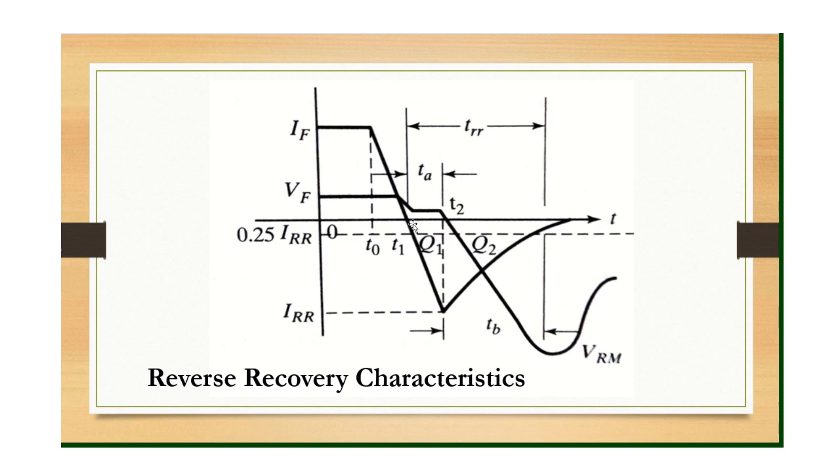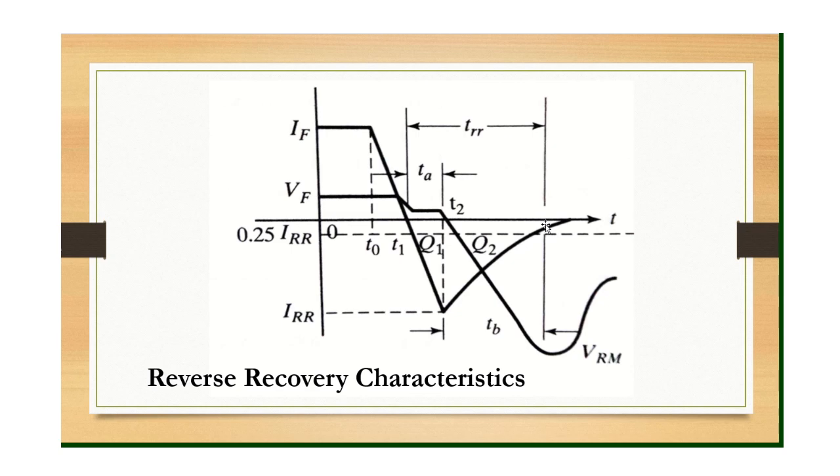So TA is nothing but this charge storage, from the moment when I reaches 0. That is the time taken between this IF zero crossing and the peak reverse current IRR. So this duration is called TA. And TB is due to the charge storage in the bulk semiconductor material, which is from this maximum time IRR to this point.